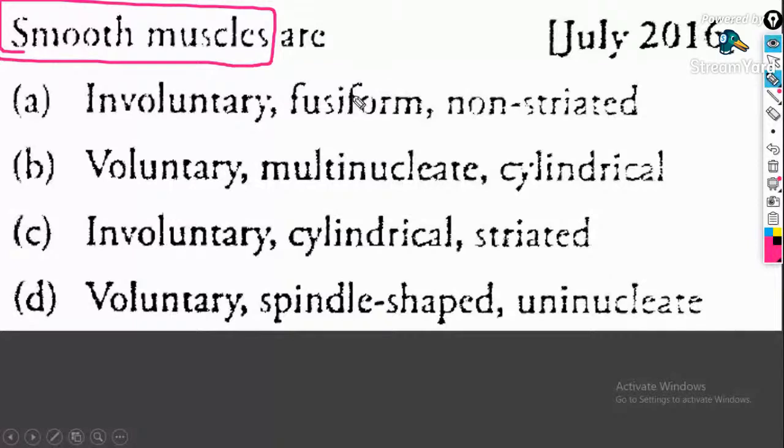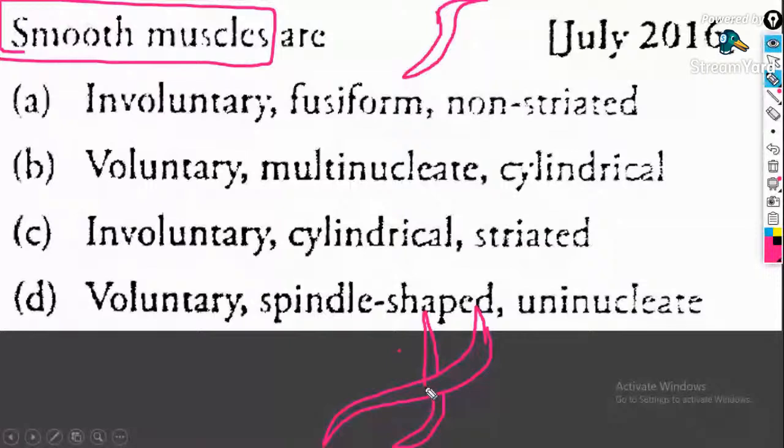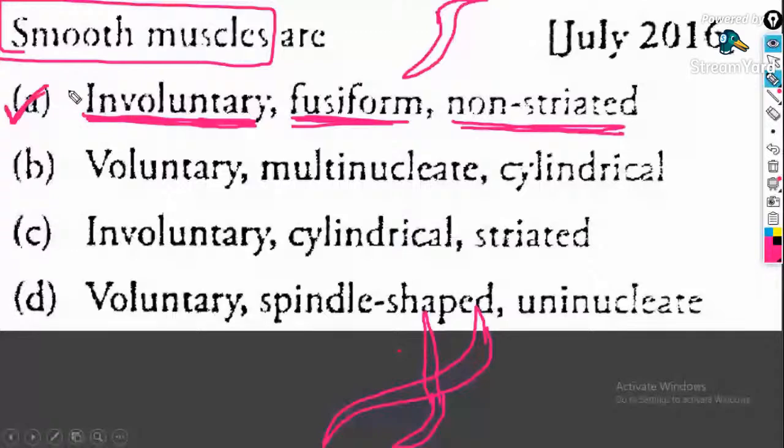Smooth muscles means they are just spindle shaped like this, right? Spindle shaped like this. Right? So they are involuntary. Smooth muscles or unstriated muscles, they are involuntary. They are non-striated. Fusiform. So the correct answer for the question is option A, involuntary, fusiform, non-striated.